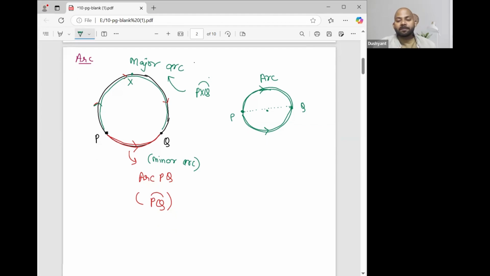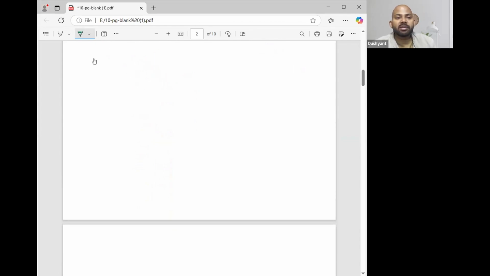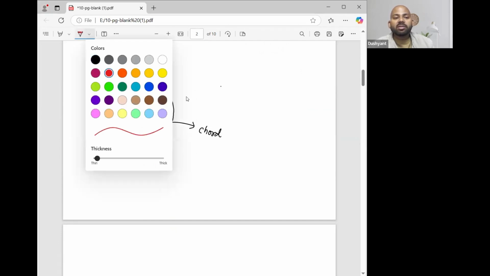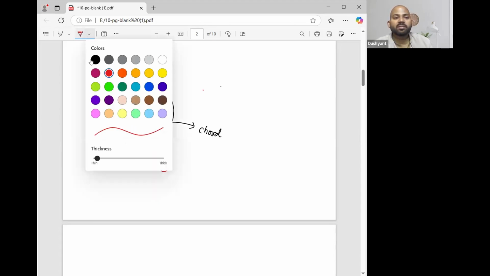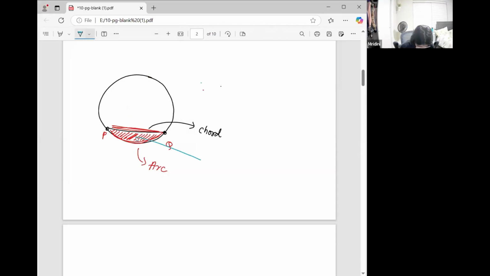Now see, again the same concept, but a different approach. Circle, taking two points, now connecting them. That's my chord. And what's the arc along with this chord? Minor arc. Let's take P and this is my Q, and let's take this arc. This chord and this arc. You can see an area between this chord and arc. Can you see this area? This area is known as the segment.